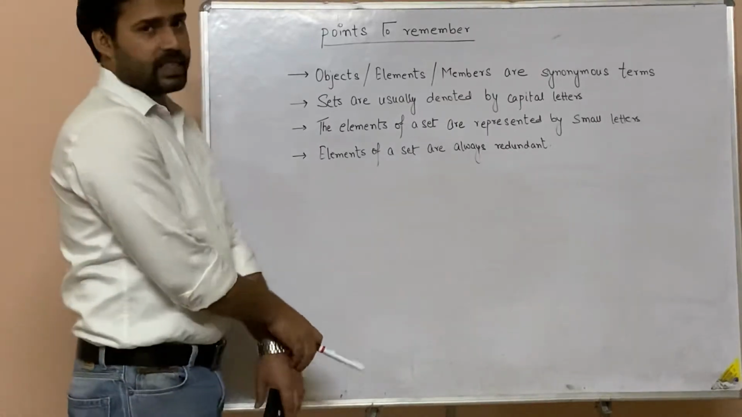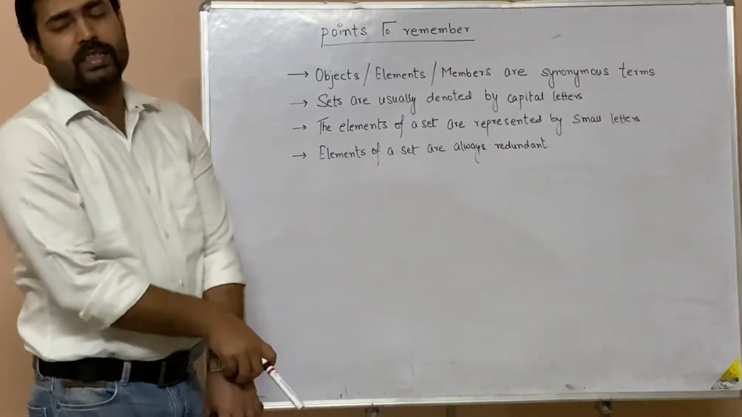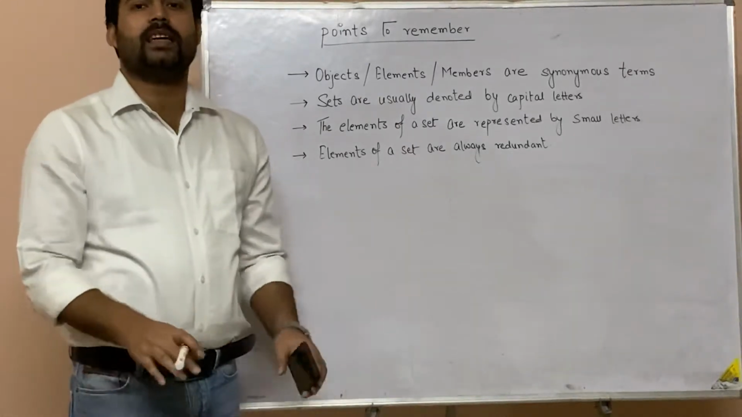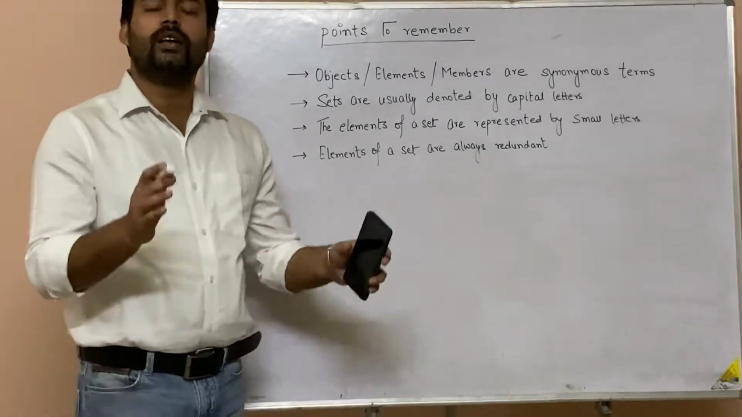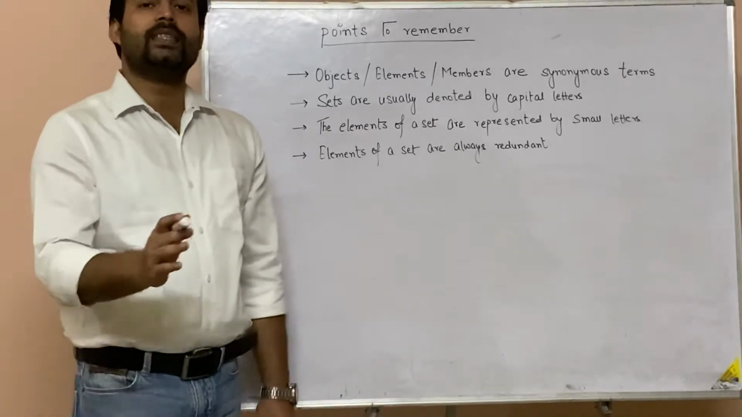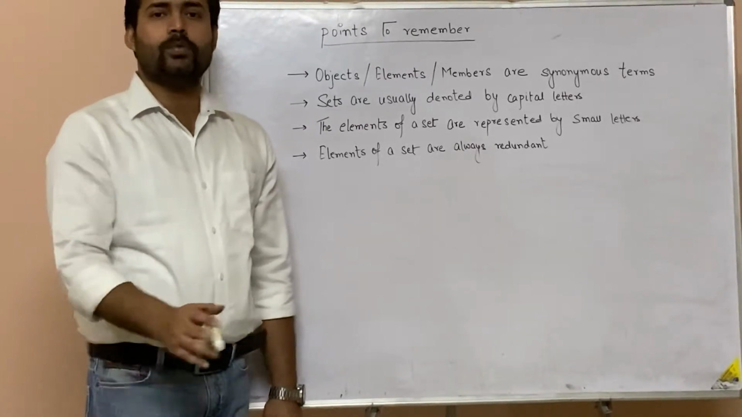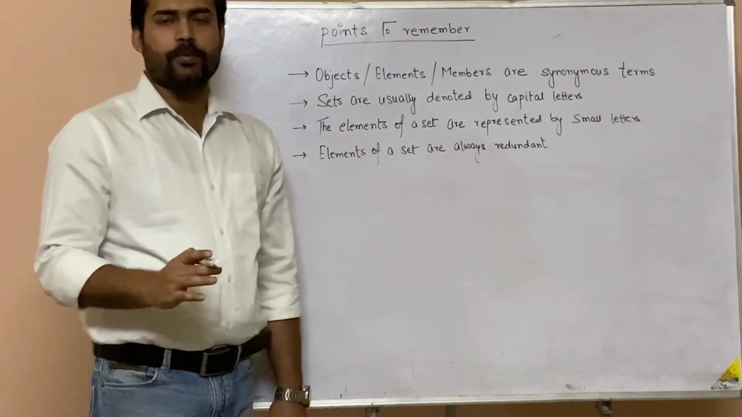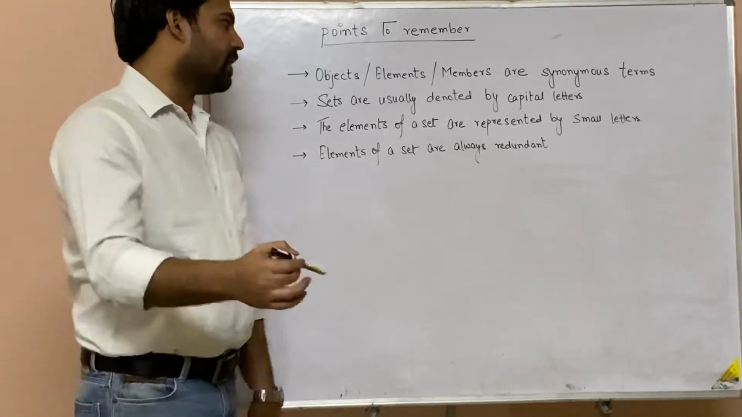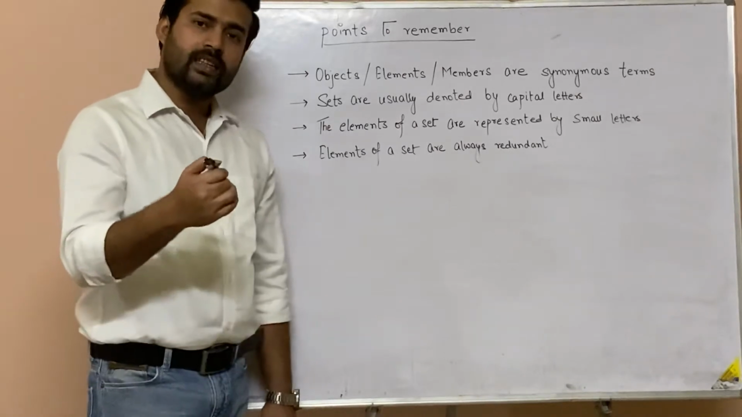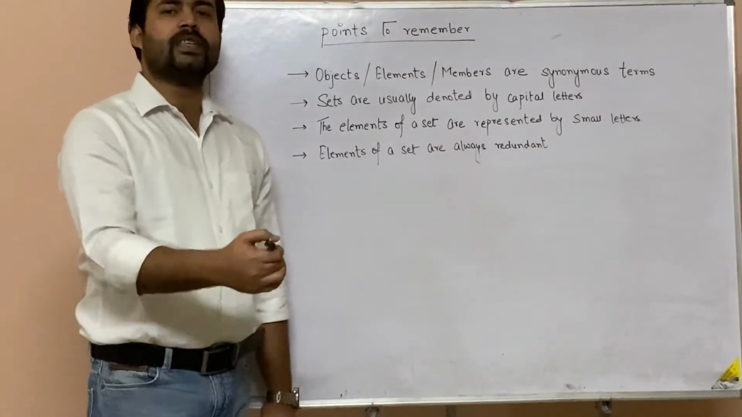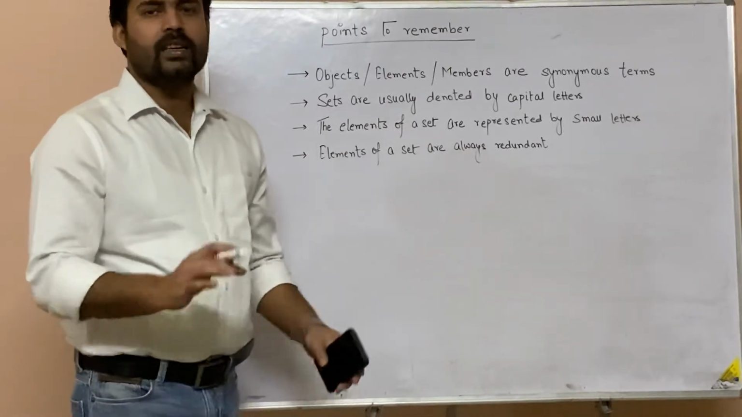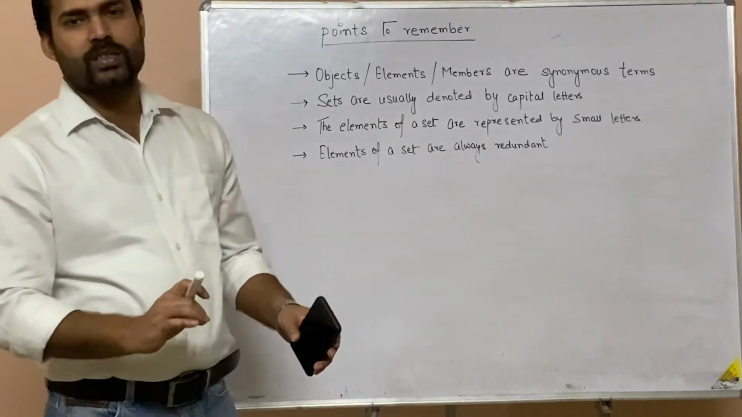The elements of a set, for example, if I say class 10, now class 10 is what? A set. The students in class 10 are said to be what? The elements. Are you getting my point or not? Now every student's entity should be represented by a small letter. Every element in a set is written using a small letter.